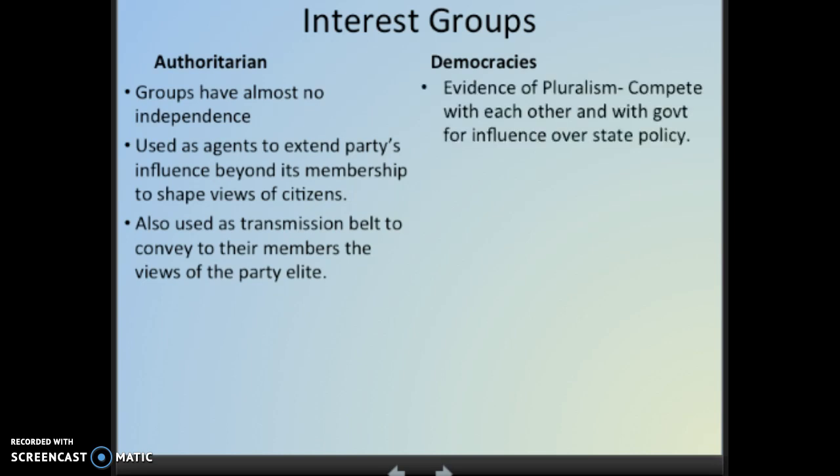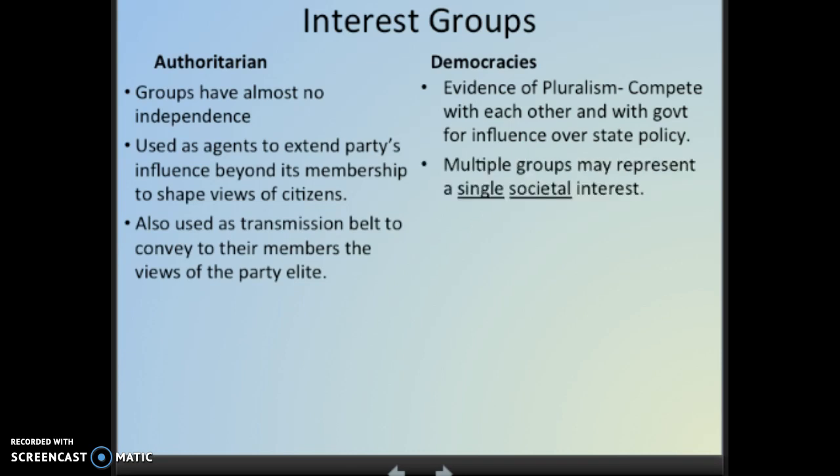In a democracy, we have more of a pluralist system. And remember, pluralism is the idea that it's a positive idea where you have interest groups that compete for influence. No one particular interest group dominates. And all different interest groups have the ears of lawmakers.